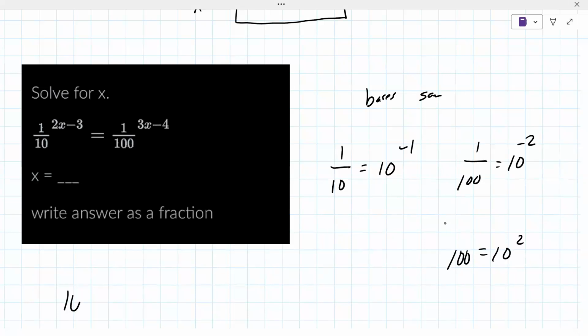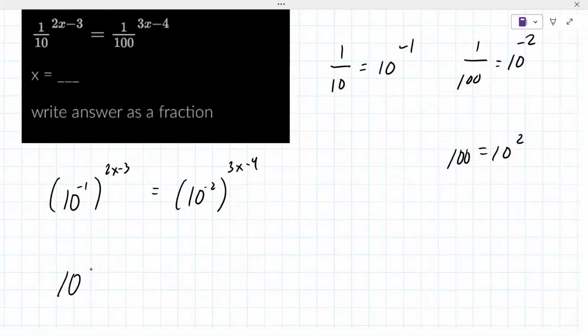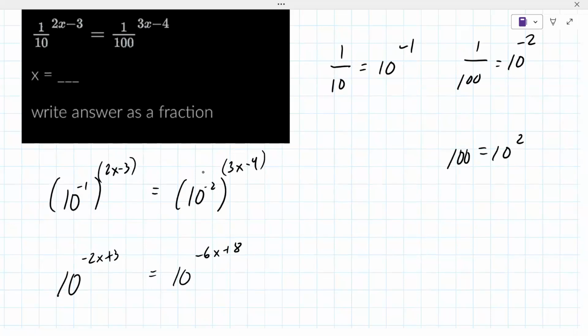So this on the left becomes 10 to the -1 to the 2x minus 3 power, 10 to the -2, 3x minus 4 power. When you have an exponent to an exponent, you multiply. So it's 10 to the -2x plus 3 power, 10 to the -6x plus 8 power. So we're just multiplying the exponents. I mean, they're really in parentheses. Is that clear so far? Yes. Okay, so now you set the exponents equal.